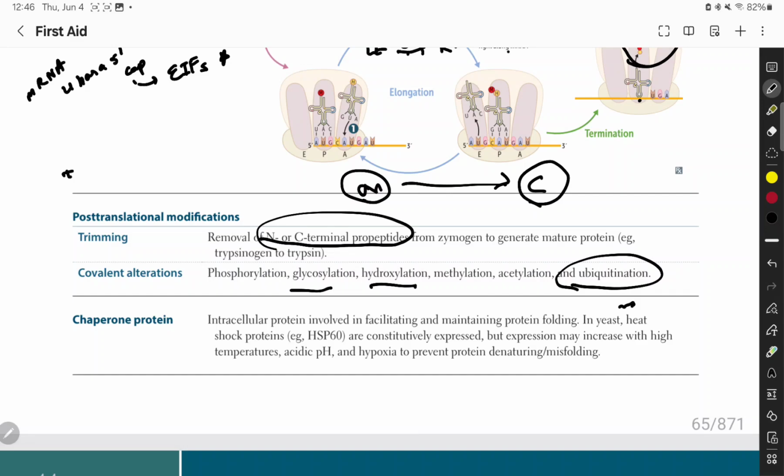And then we have some chaperone proteins, including heat shock proteins. You need to remember that this is important in maintaining protein folding. This avoids misfolded proteins. In yeast, these heat shock proteins are constitutively expressed, but expression increases with high temperatures, so protein denaturation or misfolding is prevented.